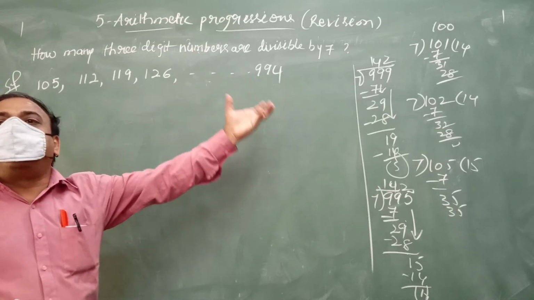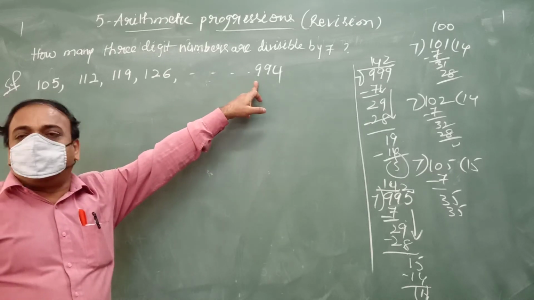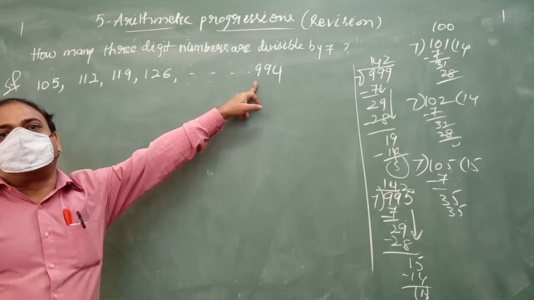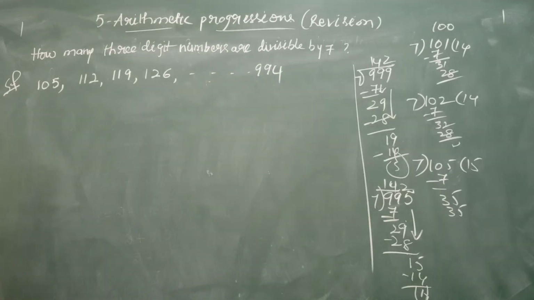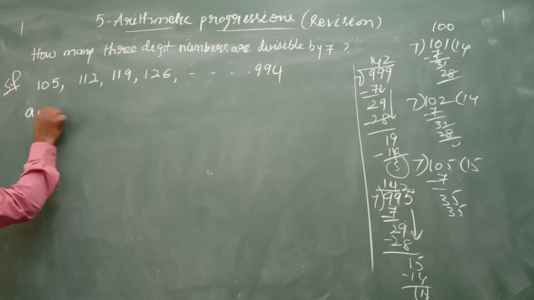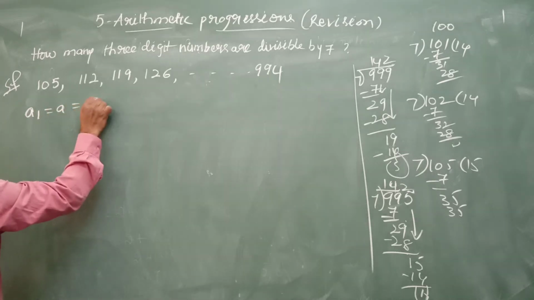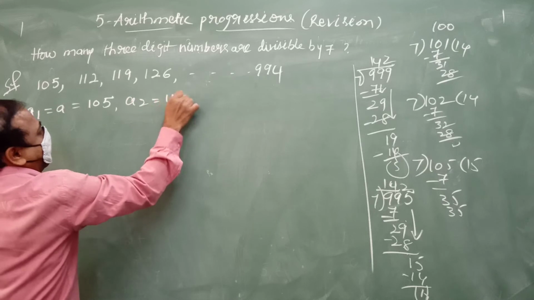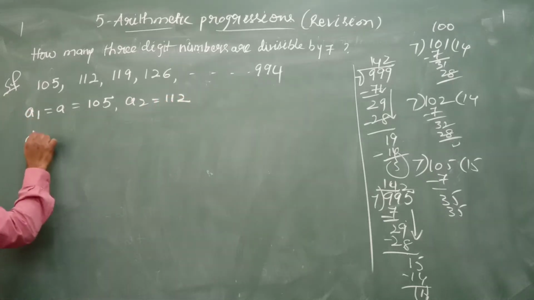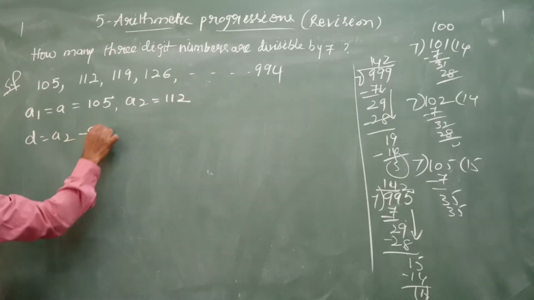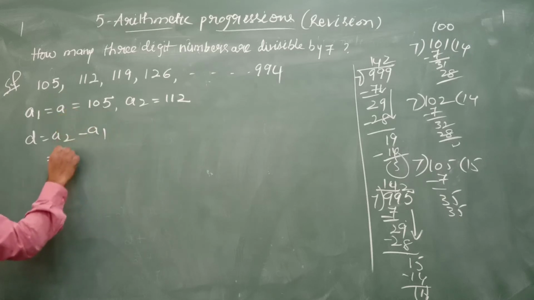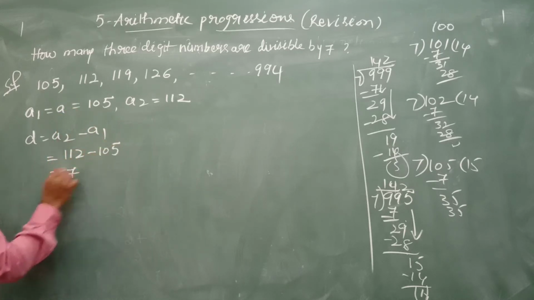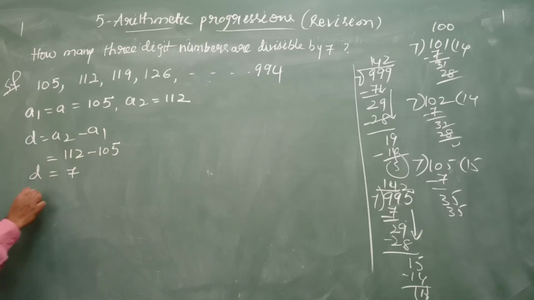But how many numbers are there? What do you call this one in this series? Last term. Okay, last term. You have to find out the n value. So A1 is equal to 105. A2 is equal to how much? 112. D, the common difference, is equal to A2 minus A1, which is 112 minus 105, which is equal to 7. So D is equal to 7.